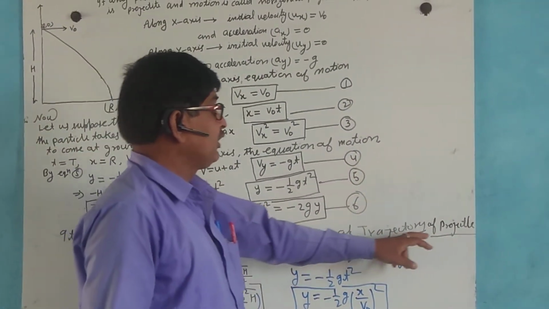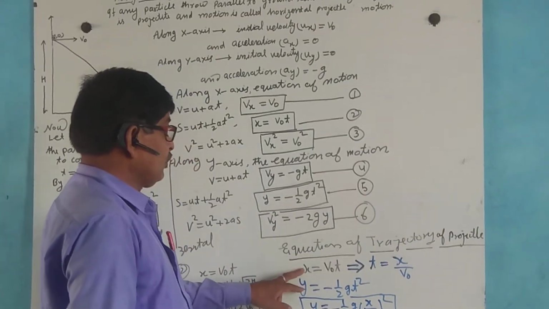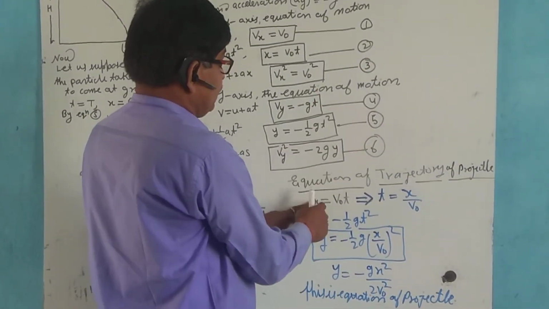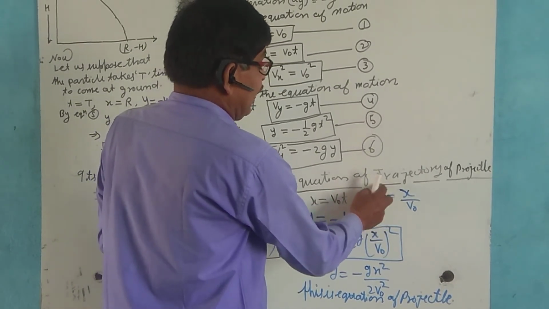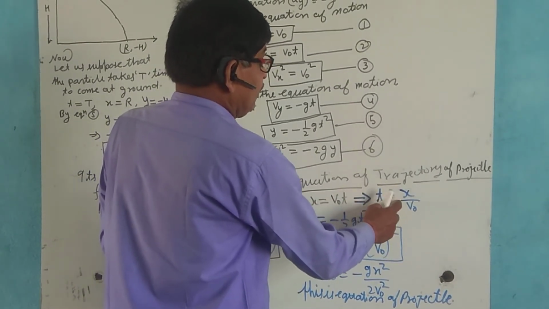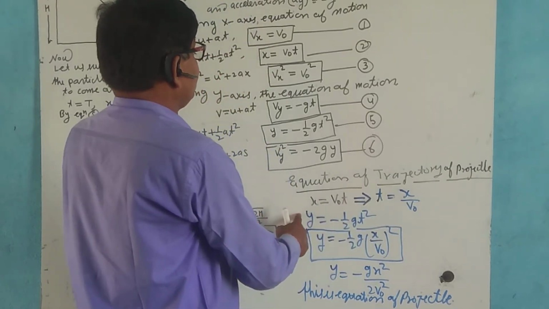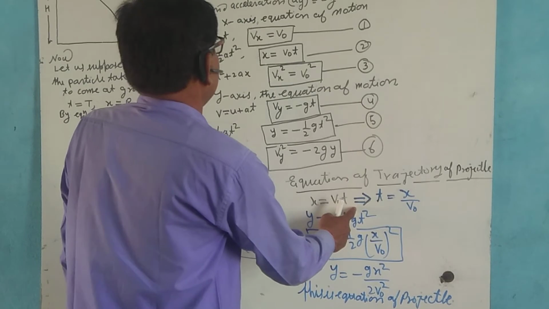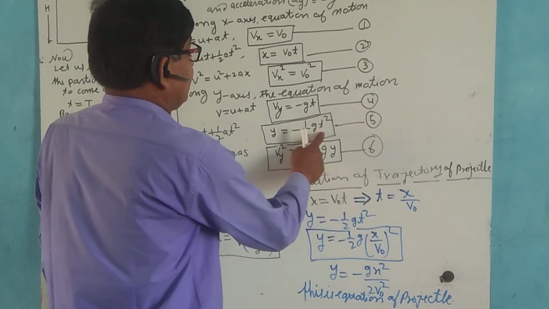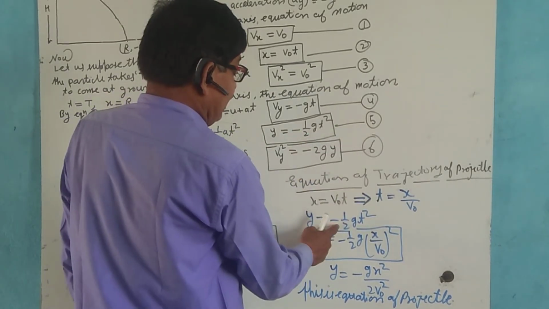Now the equation of trajectory of the projectile. Here x is equal to v0 t, so t is equal to x by v0, and time can be converted in this way. And y is equal to minus half gt square, by equation 5.